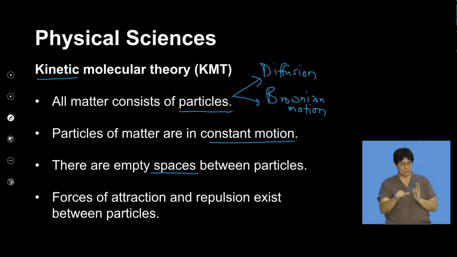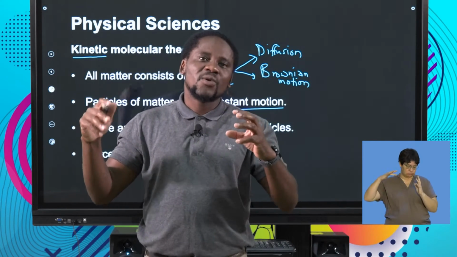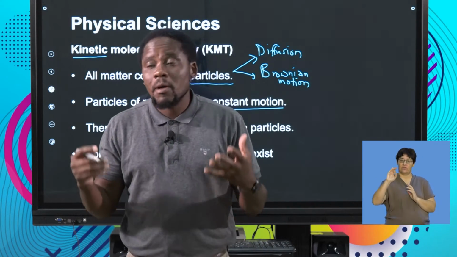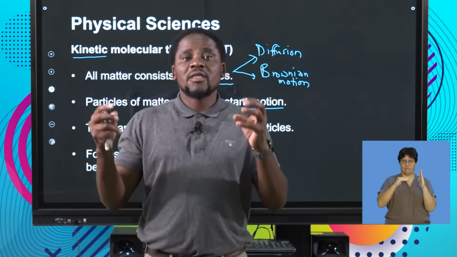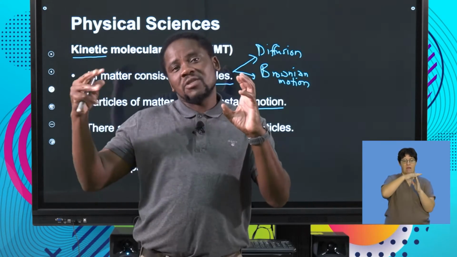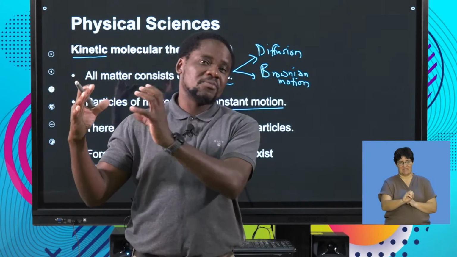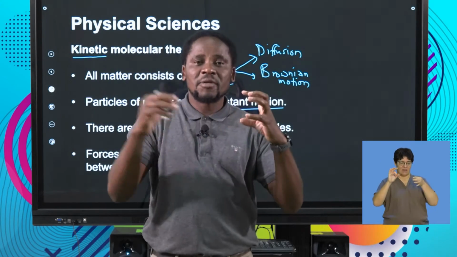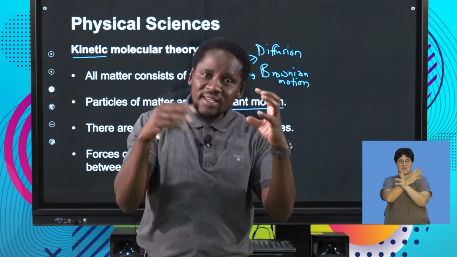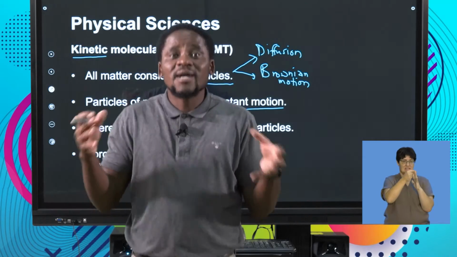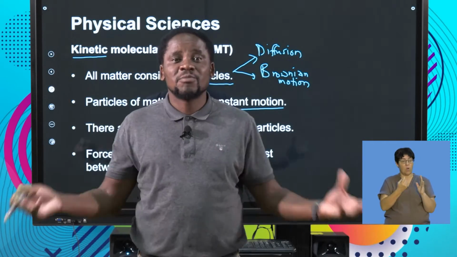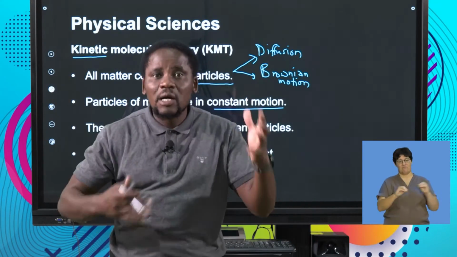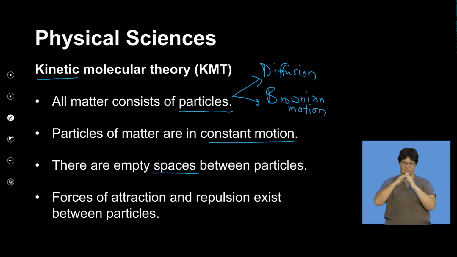Otherwise, diffusion as a process wouldn't have been possible if there were no spaces. But remember, for these particles to move from a region of high concentration to a region of low concentration, there must be spaces. And while there are spaces, these particles in their own right must be in a state of motion. Okay, so I think that's how we link the two together.